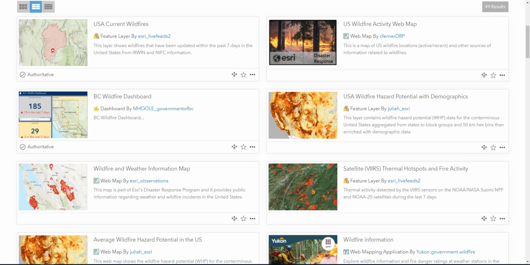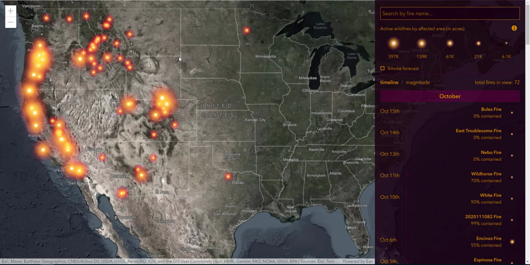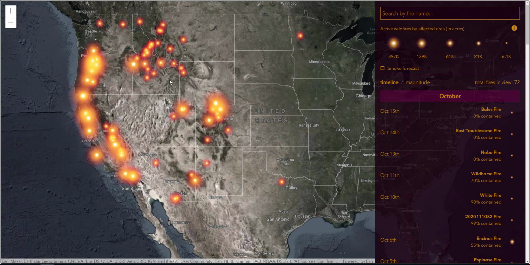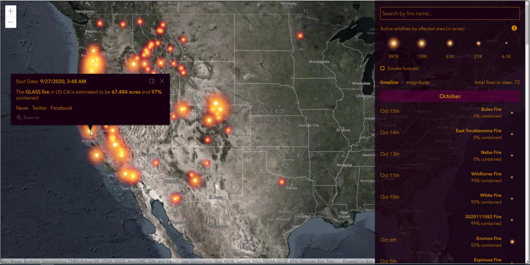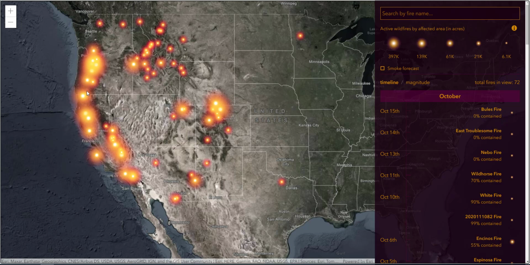Now, one of the information products around wildfire that we've created is going to be very informative for those of us who are in California at this time. With this data, it will indicate to us where the wildfires are occurring, how many acres are estimated to have burned, and what percent are contained. I don't know about you, but when I take a look at this information, it's very frightening to see that whole West Coast lit up in orange.